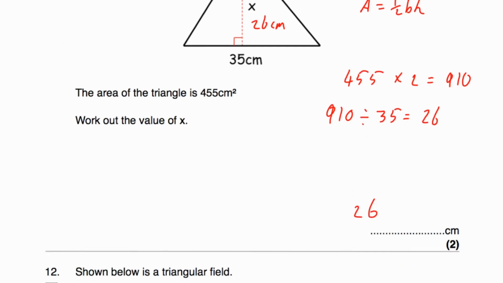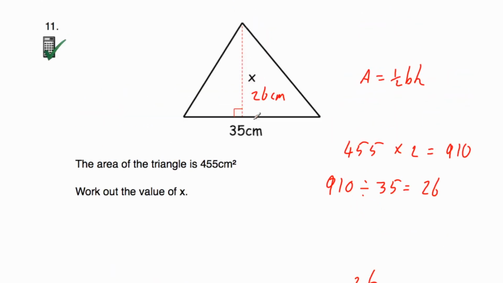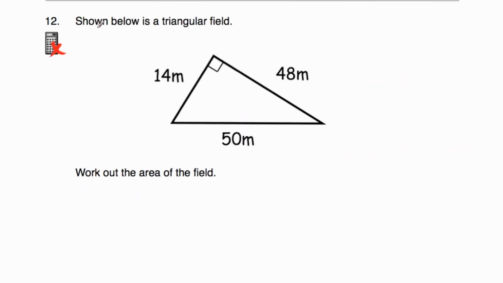And we can check our answer, because if we took our base times our height, so we do 35 times 26, that's equal to 910. And then if we divide by 2, that's equal to 455. So that's it. So let's have a look at question number 12. So question number 12 says, here's a triangular field. So this is a triangular field, and the length of the sides are 14 meters, 48 meters, and 50 meters. And we've been asked to work out the area of the field.